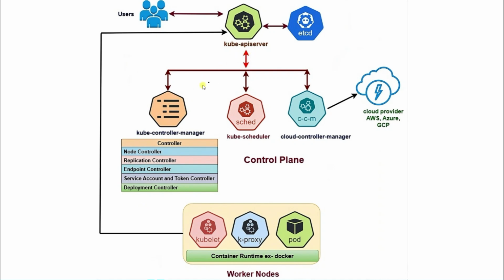If you see these arrows here, the Kube API server can interact with all the components, but etcd is the only component that interacts only with the Kube API server. This particular component doesn't interact with any other Kubernetes component or control plane components.